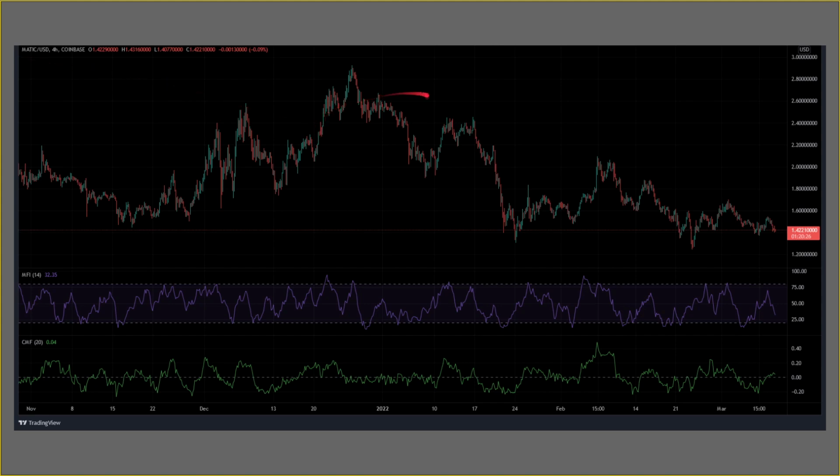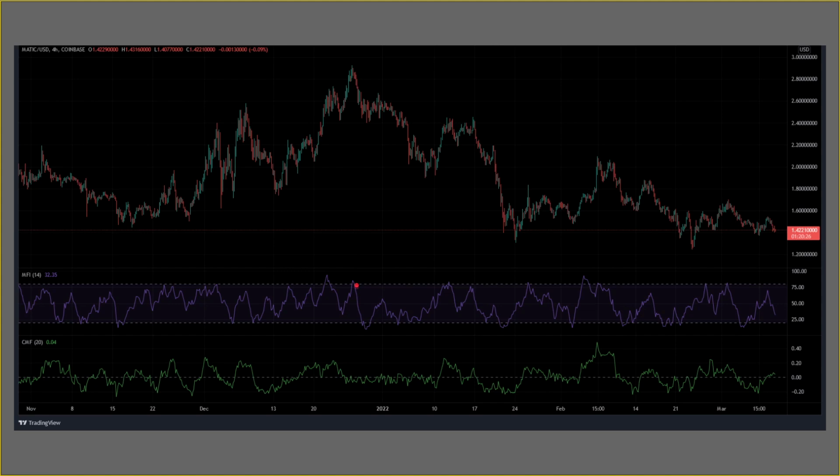So let's say, all right, so here we are. We formed this extreme high. This is the thing that really sticks out to me. We formed this extreme high in late December on Matic of about 290, right? It's a really extreme high. So we formed this $2.90 high.